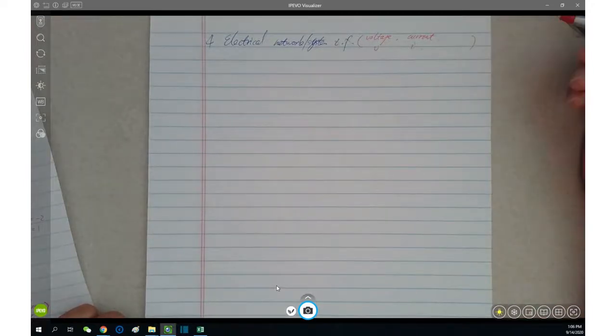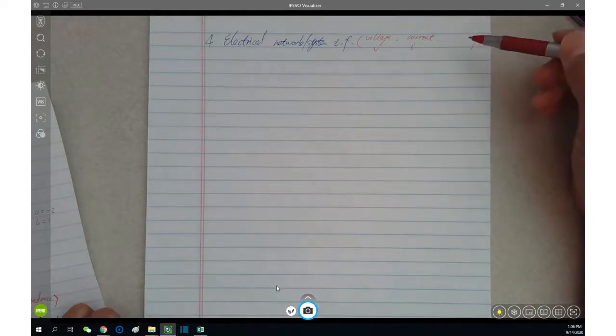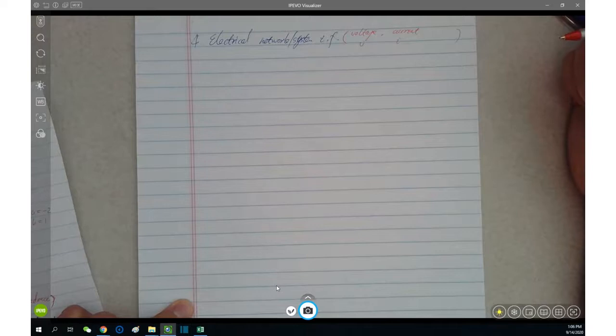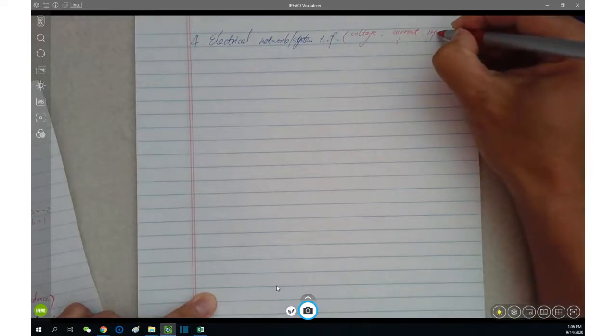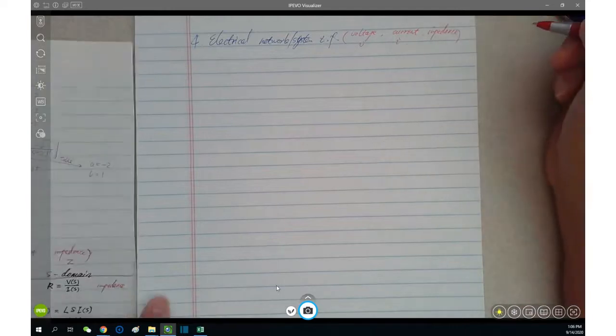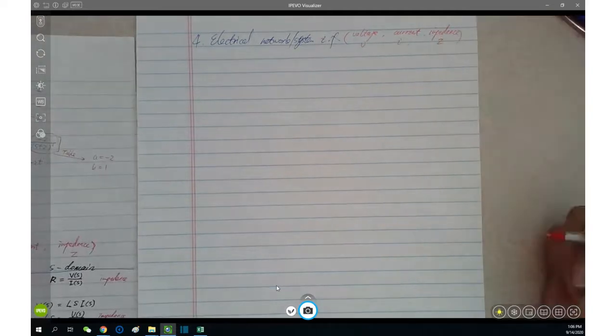Anyone know? Power? Power is a quite fair guess, a good answer actually, but here we are talking about Ohm's law. So the third one, thinking of Ohm's law, is what? Impedance. Okay, impedance. What is the symbol for impedance? Z, right? So it's impedance.